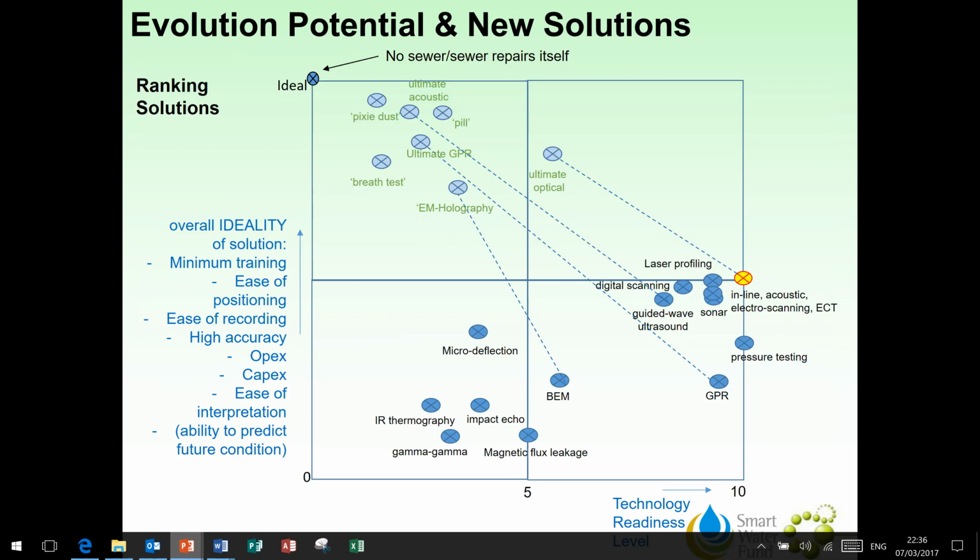Somewhere in the top left-hand quadrant. And now, obviously, the further to the left things are, the higher the risk and the lower the technology readiness is. So the more development effort is going to have to go in to get it into a fully commercialised form.